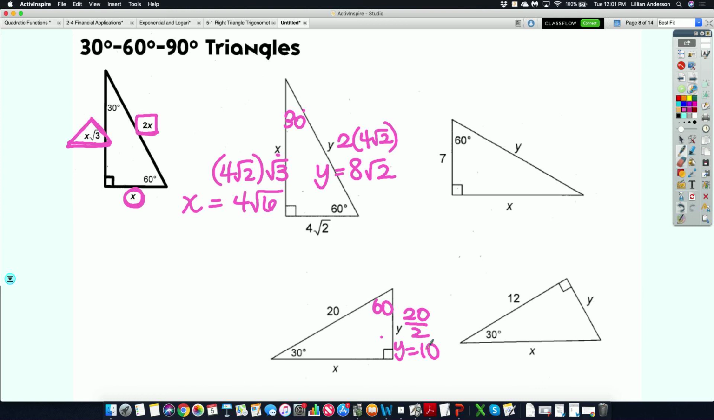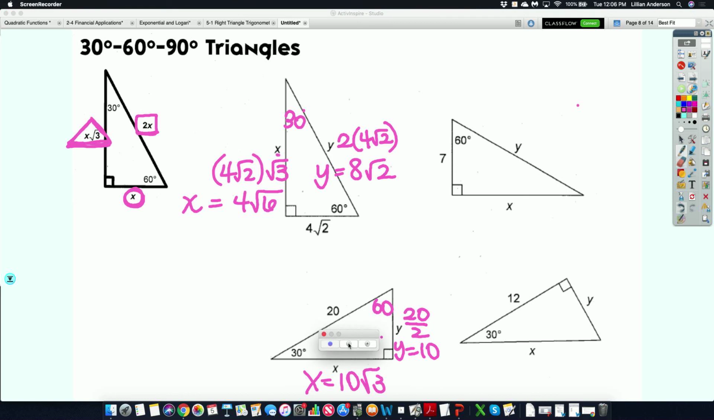which means that this x value, my longer side, the side that's across from my 60, has to be the shorter side times the square root of 3, which would just be what? 10 square root of 3. Okay? I want you guys to try the last two. Try the last two. All right.